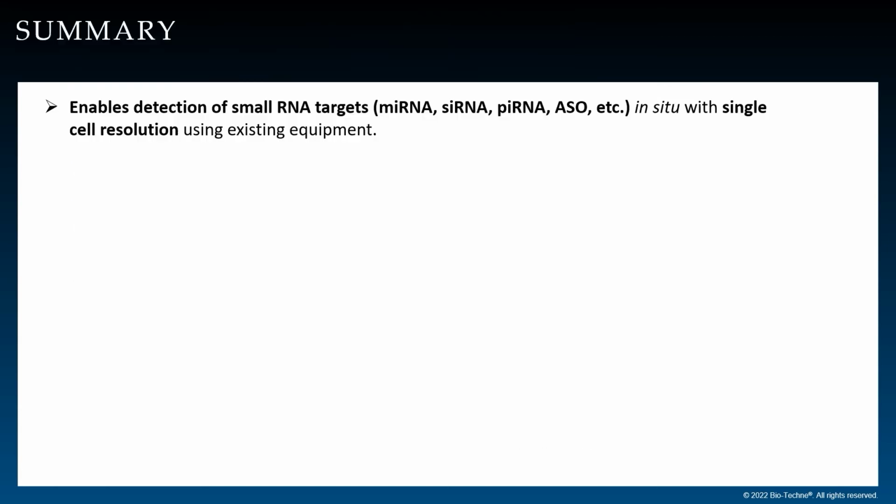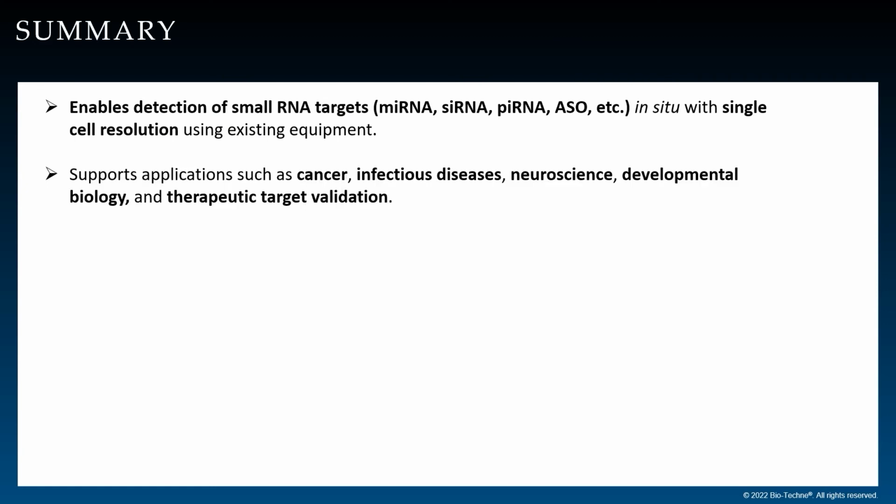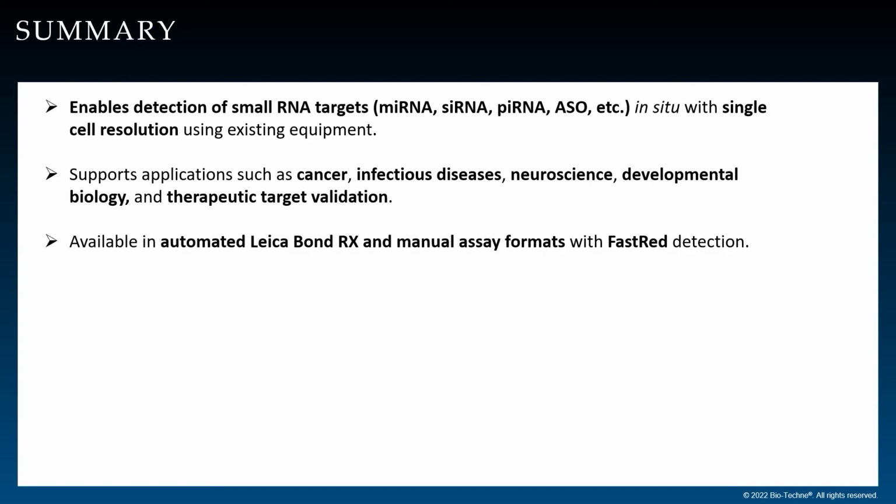To summarize, miRNAscope enables detection of small RNA targets in situ with single-cell resolution using existing equipment. The miRNAscope assay supports research applications such as cancer, infectious diseases, neuroscience, developmental biology, and therapeutic target validation. This assay is available in automated Leica BOND RX and manual assay formats with fast red detection.